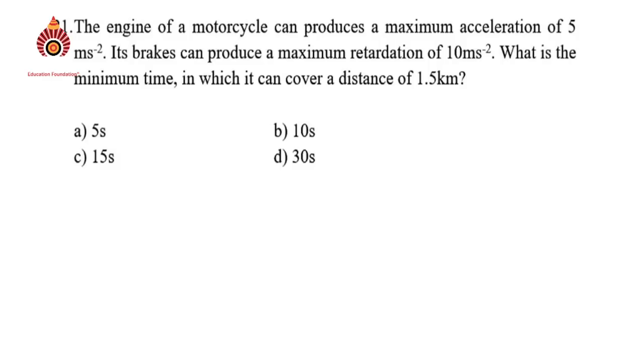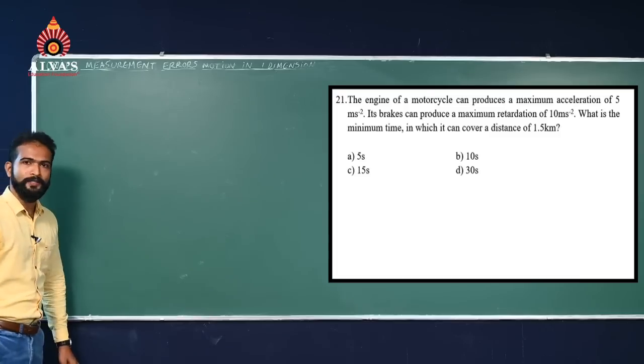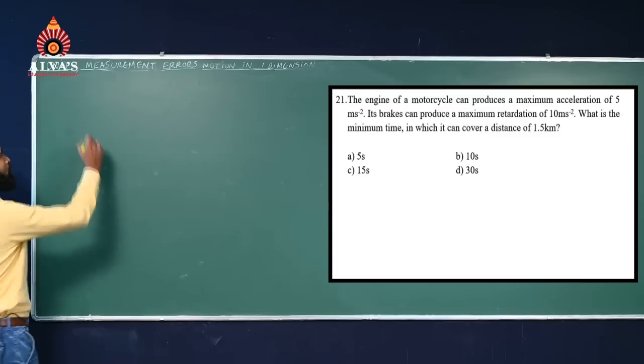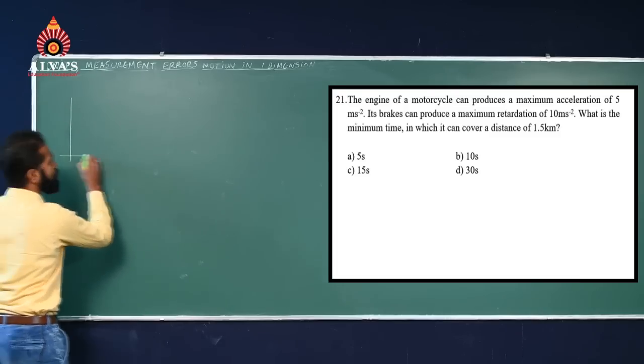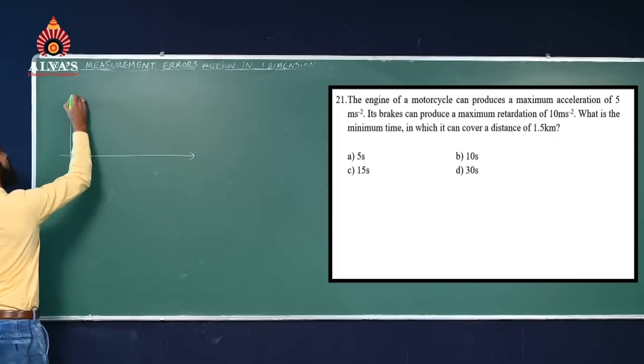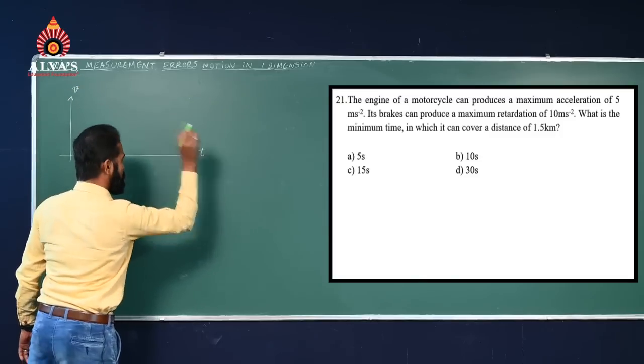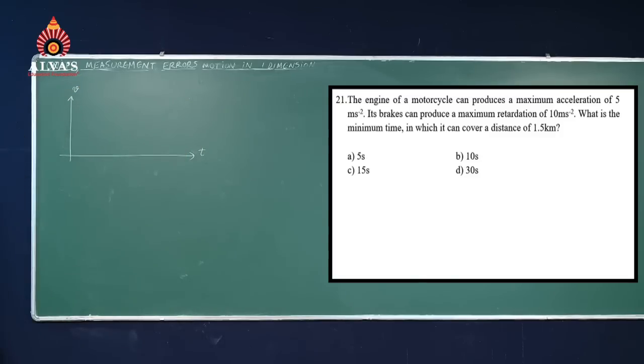The engine of a motorcycle can produce a maximum acceleration of 5 meter per second square. Its brakes can produce a maximum retardation of 10 meter per second square. What is the minimum time in which it can cover a distance of 1.5 kilometer? Now let us understand this problem using a VT graph. Let me plot a graph of velocity versus time.